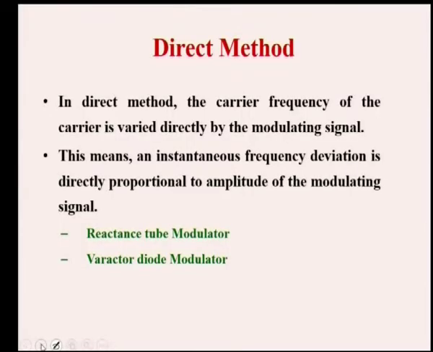In the direct method, the frequency of the carrier is varied directly by the modulating signal. This means that the instantaneous frequency deviation is directly proportional to the amplitude of the modulating signal. There are two types of direct method here: reactance tube modulator and varactor diode modulator.